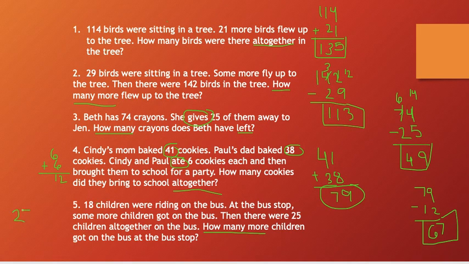So we have 25 minus 18. We cannot do 5 minus 8, so we need to borrow. My 2 becomes a 1. My 5 becomes a 15. 15 minus 8 is 7. And 1 minus 1 is 0. So we just have 7. So 7 more children got on the bus at the bus stop.